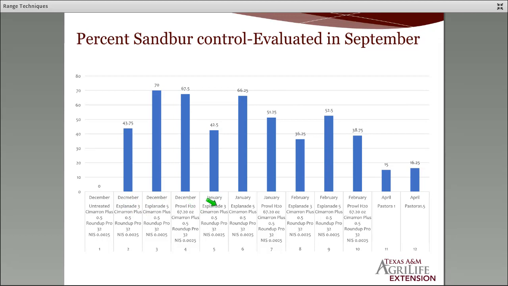Then in January, we did the same thing. We added in Roundup, and we added in Cimarron Plus to get some control of some of the cool season weeds. You see, we got some really good control with this 5-ounce rate. You also see that we had some areas where Prowl looked pretty good. But talking to people throughout the state, it's very inconsistent.